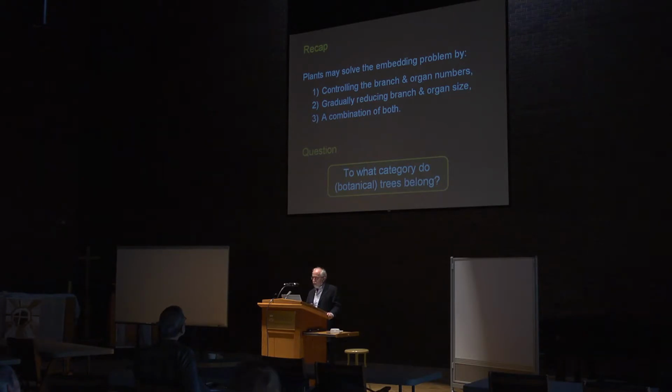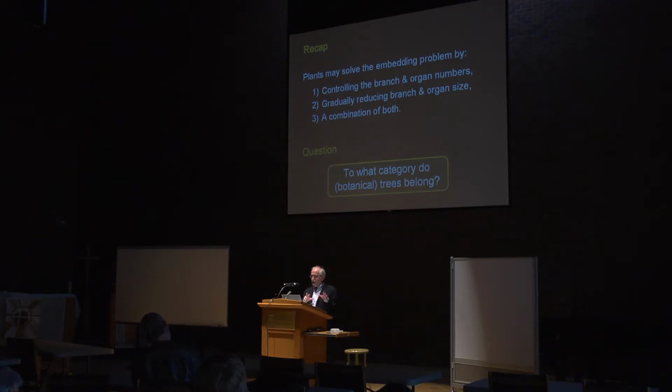So to recap, just creating branching topologies is not enough, and just putting things in space without monitoring whether they fit is not enough to understand fully the branching structures of plants. We have to address the question which plants have to address necessarily: how do these things fit in space? And you see that it can happen by controlling the number of branches and organs, or by gradually reducing branch and organ size, and of course it can also happen by combination.